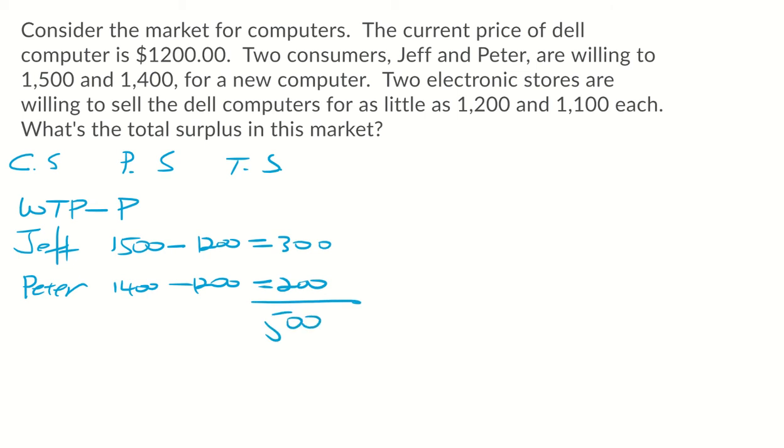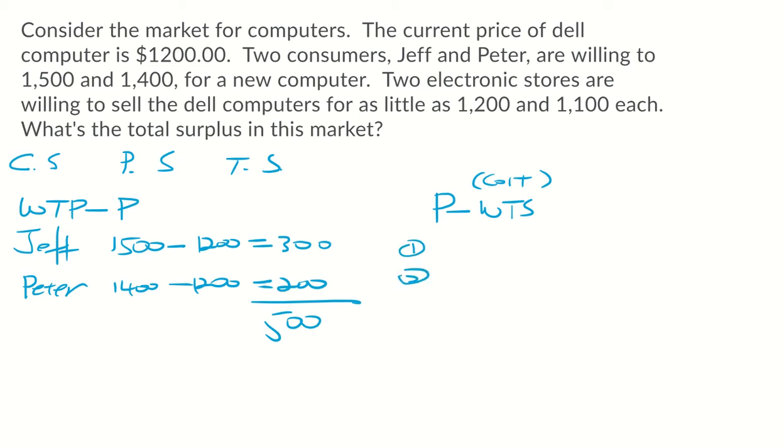Now to find the producer surplus, you need to take the price of each computer minus each producer's willingness to sell, or the minimum price they're willing to sell. Let's call this one WTS. By the way, in your textbook, WTS is just called a cost, or the cost of transaction. Okay, so let's call this store 1 and store 2.